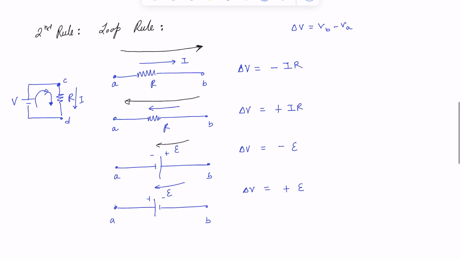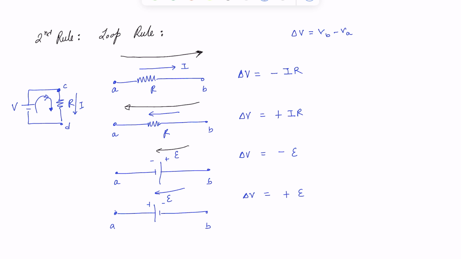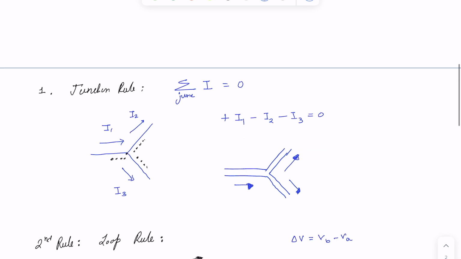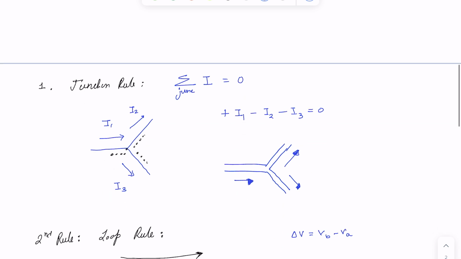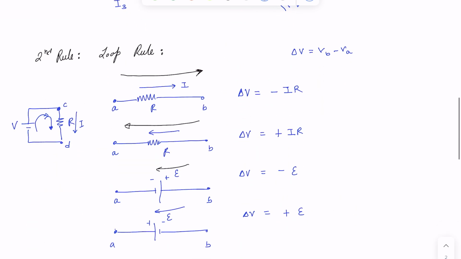So if you remember these four cases and how we wrote down the potential difference, it will be much easier for us to understand and solve problems involving Kirchhoff's loop rule and Kirchhoff's junction rule. The junction rule is pretty easy, you just write down conservation of current. The loop rule is a little bit trickier, and as we solve more problems, we'll be able to understand more about it.